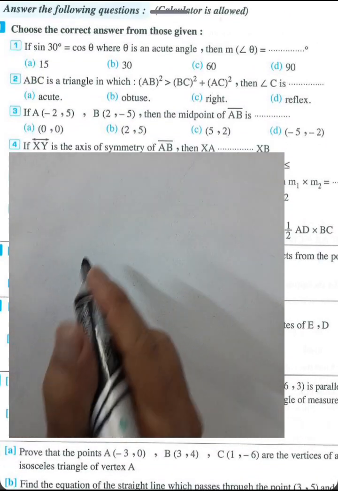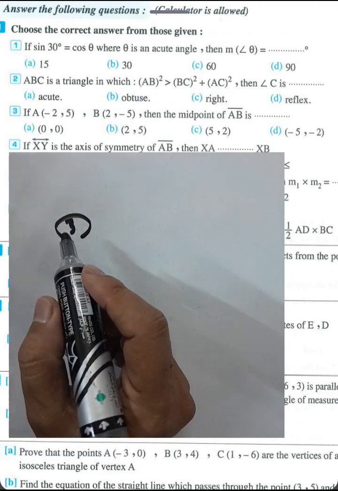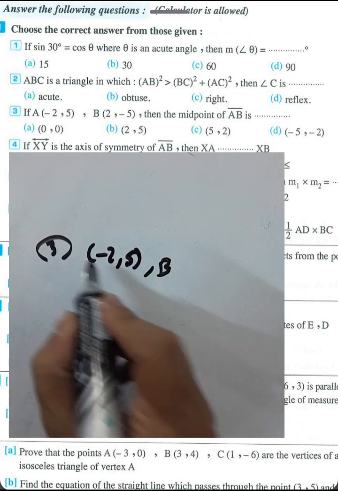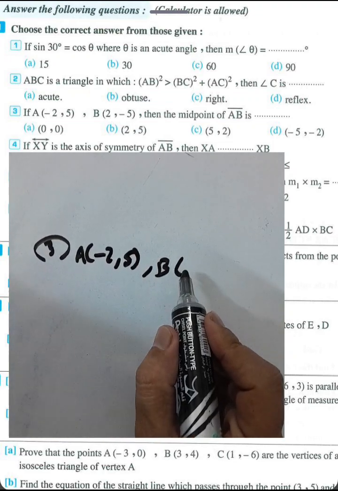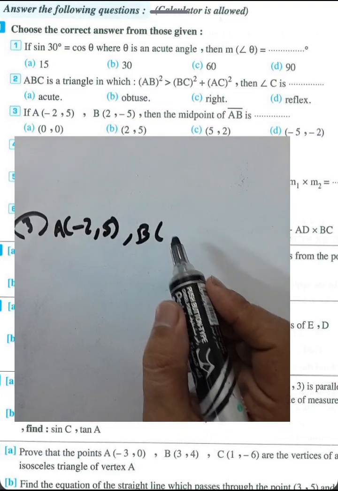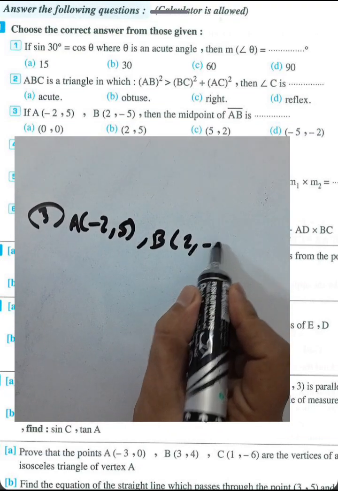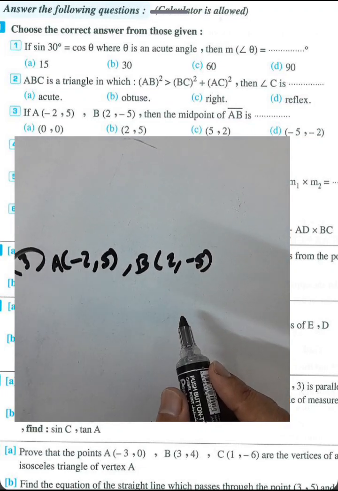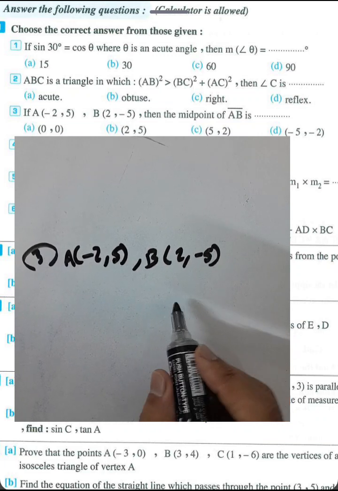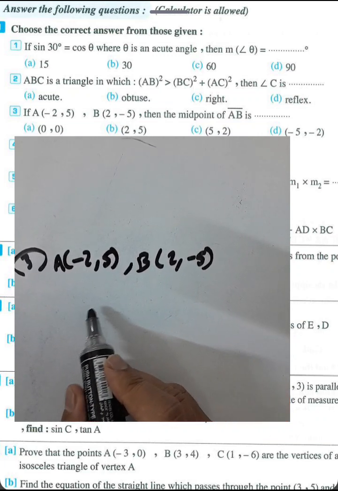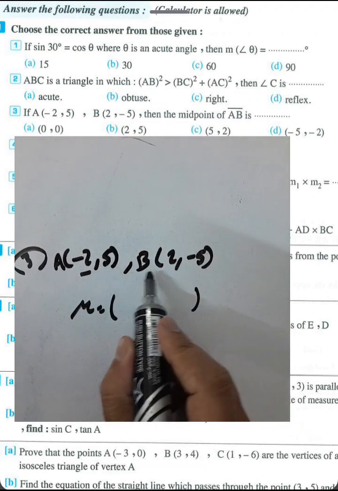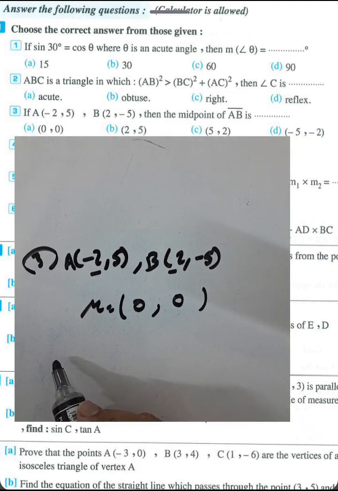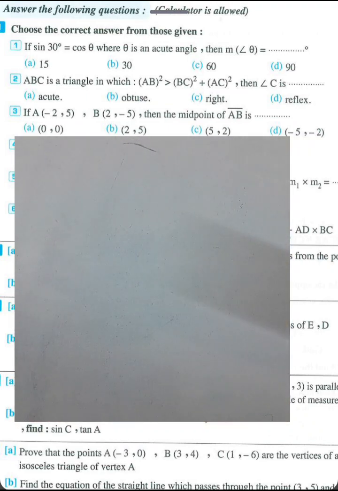Question number 3. Point A is (-2, 5) and point B is (2, -5), and you want to find the midpoint of AB. It's very easy to find the midpoint, such that M equals (-2 plus 2) equals 0 divided by 2 equals 0, and 5 plus -5 equals 0 divided by 2 equals 0. Then choose letter A, the origin point.